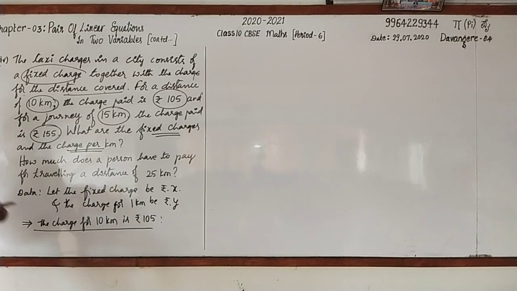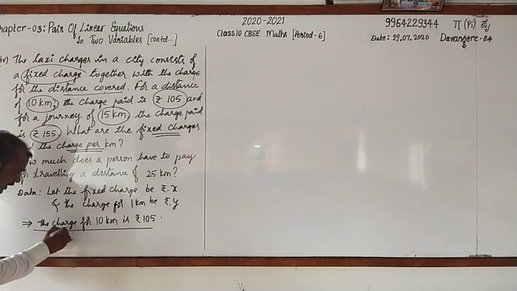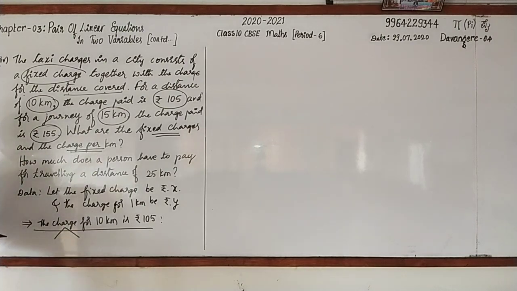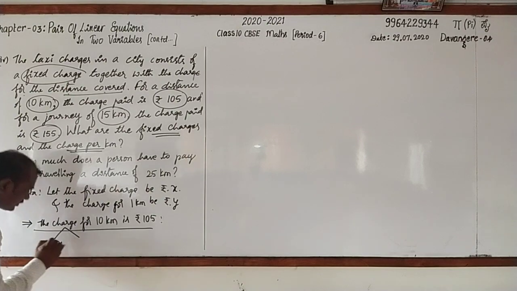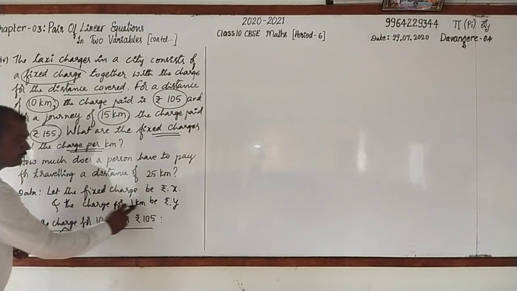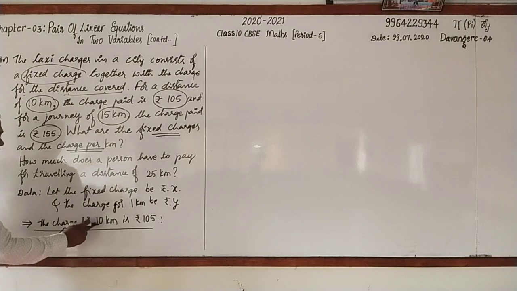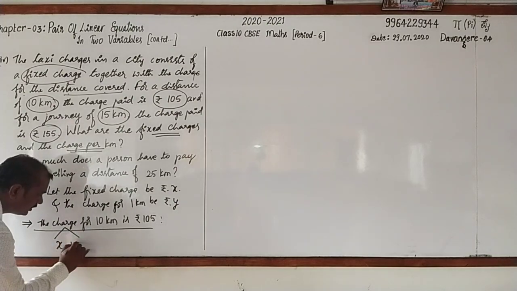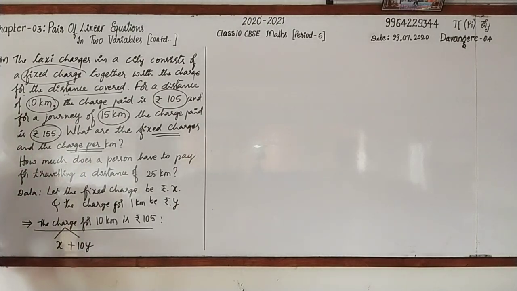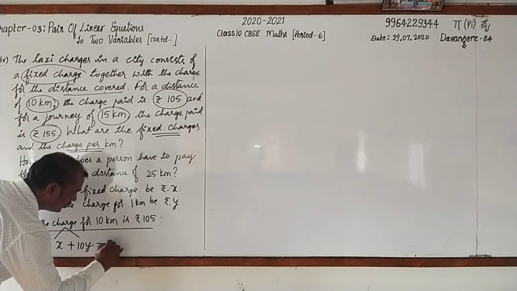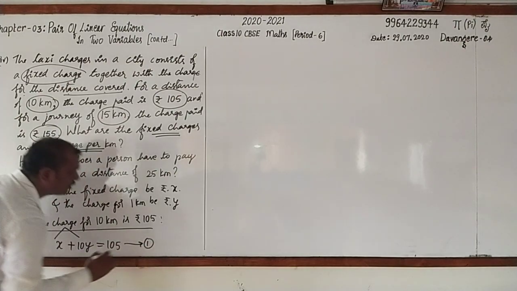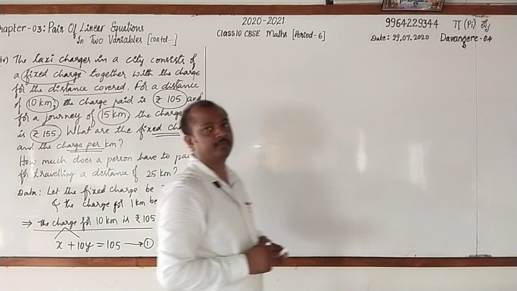Observe. The charge for 10 kilometers, 105, includes both the fixed charge and the charge for 1 kilometer. What is the fixed charge? Rupees X. Charge for 1 kilometer, Y rupees. But how much distance is covered? 10 kilometers. So for 1 kilometer, Y rupees; for 10 kilometers, 10Y. Hope that you have understood. This is equal to rupees 105. You may call this equation 1.